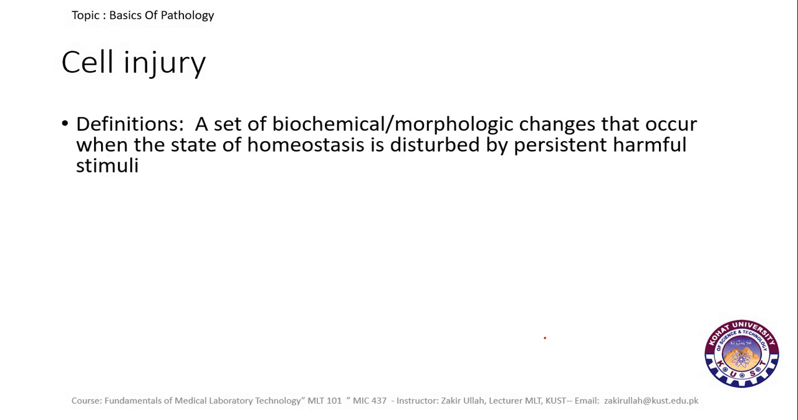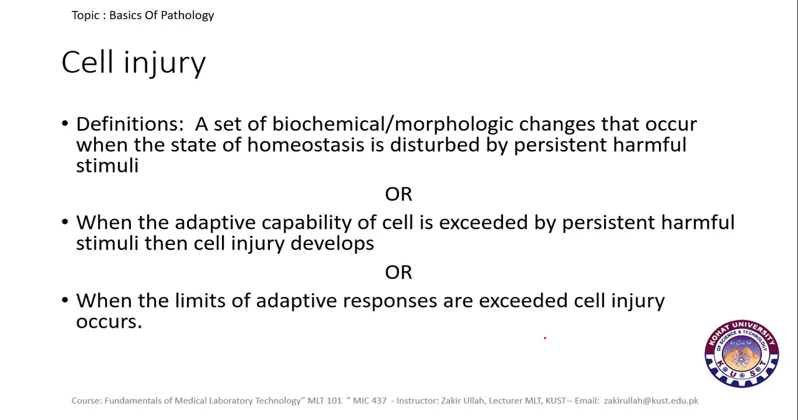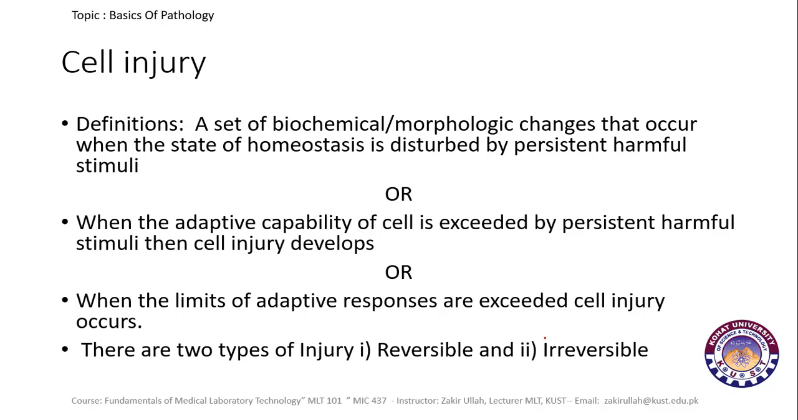Cell injury is a set of biochemical and morphological changes that occur when the state of homeostasis is disturbed by a persistent and harmful stimulus, or when the adaptive capability of the cell is exceeded by a harmful and persistent stimulus. This condition leads to cell injury. Another definition is that when the limits of adaptive responses are exceeded, cell injury occurs. Cell injury may be of the reversible type or the irreversible type.